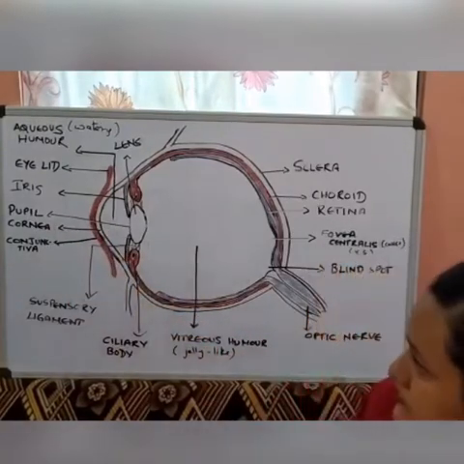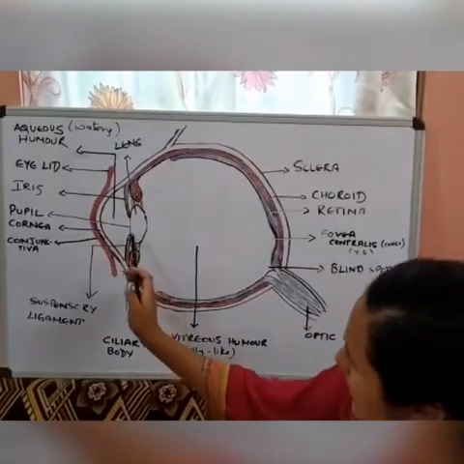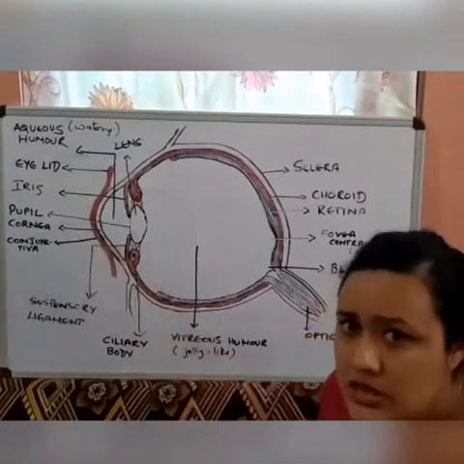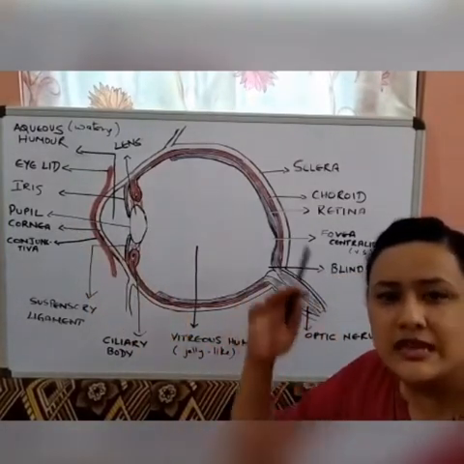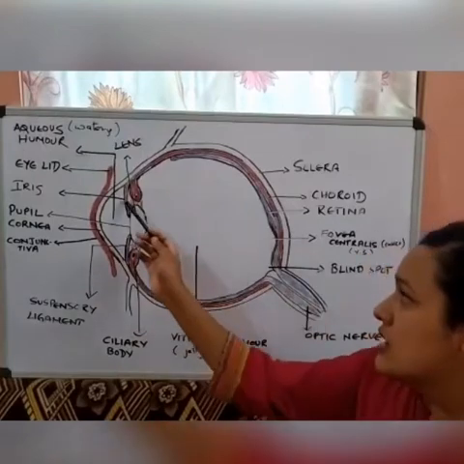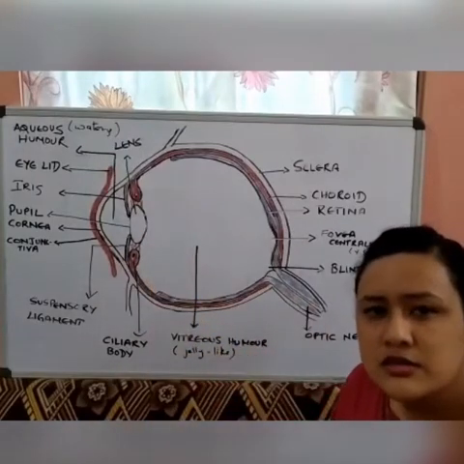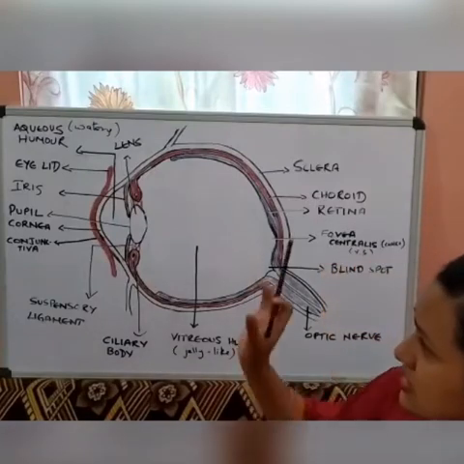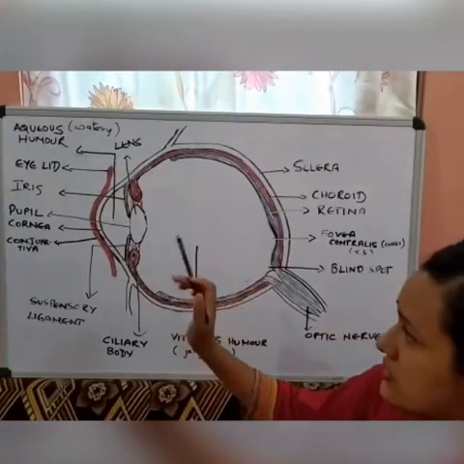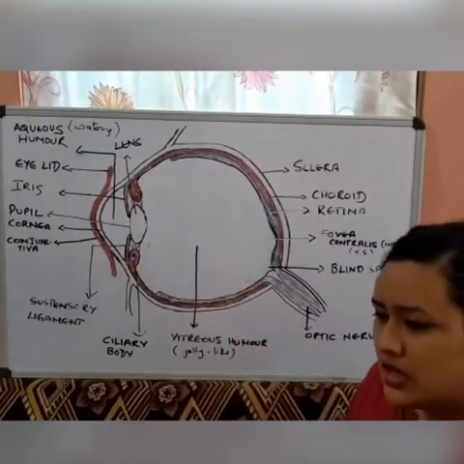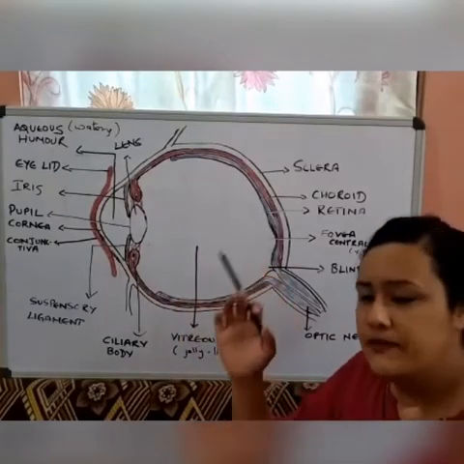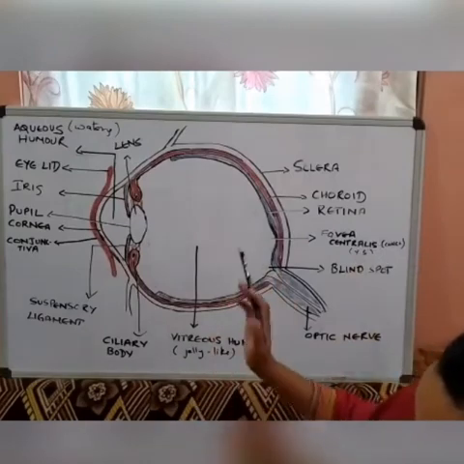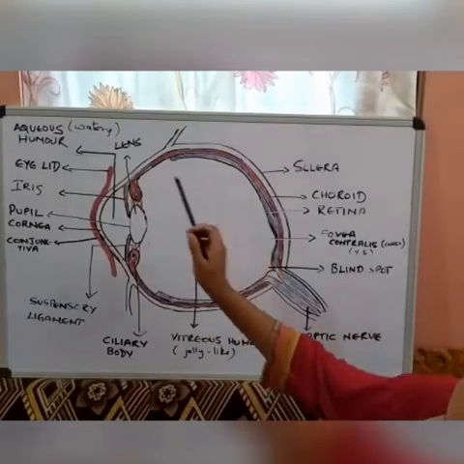This pupil changes its size and shape with the help of the circular muscles and the radial muscles. The circular muscles narrow the pupil, and the radial muscles help the pupil to dilate.